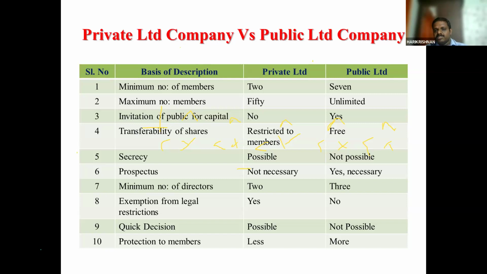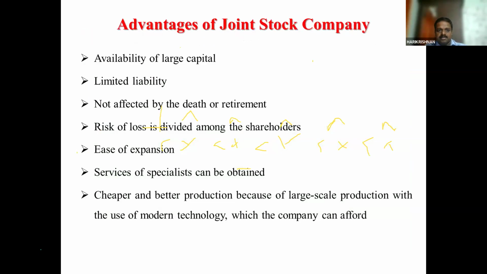The minimum number of directors is 2 in private limited, and in public limited there will be 3. Public limited companies have some exemption from legal restrictions, but private limited companies are under legal restrictions only. Quick decision is possible in private limited, but in public limited, it is not possible. Protection of members is less in private limited, but it is more in public limited.